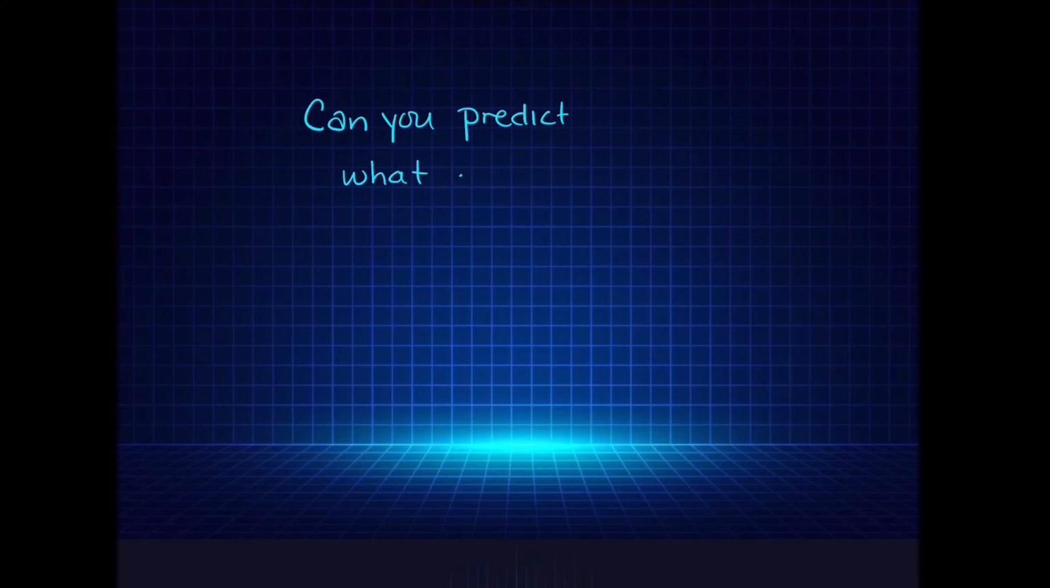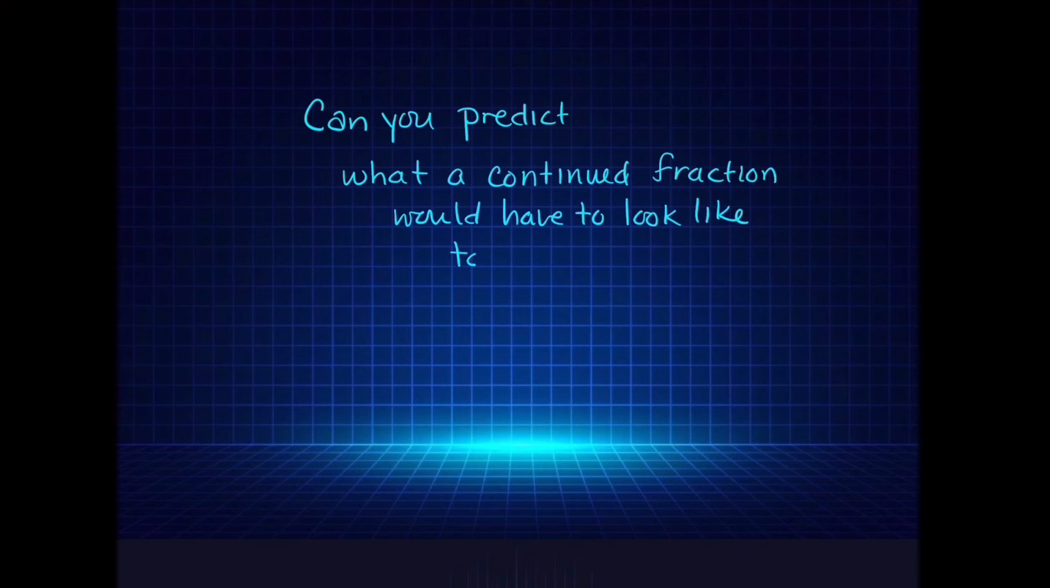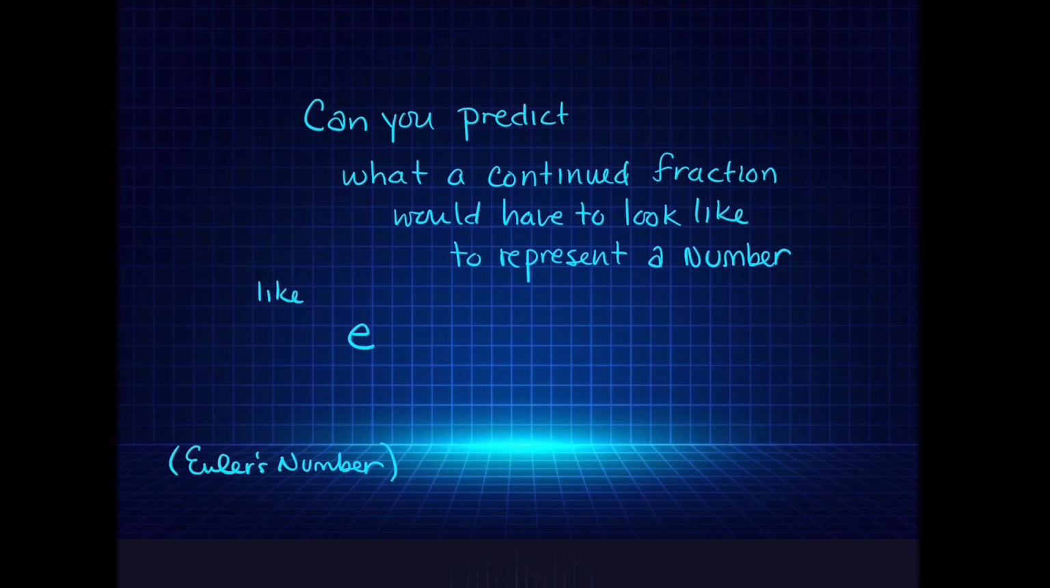Can you predict what a continued fraction would have to look like for a transcendental number, such as pi or e? E is Euler's number, and it can be expressed as an infinite series that converges very slowly.